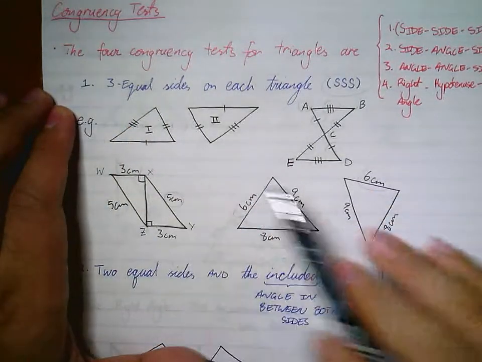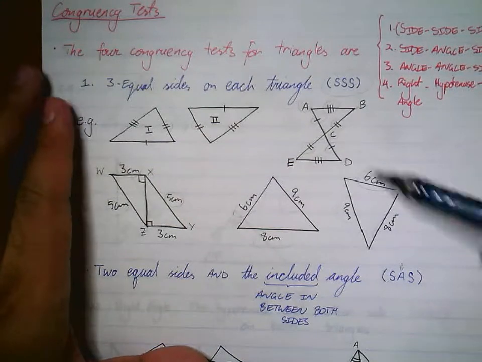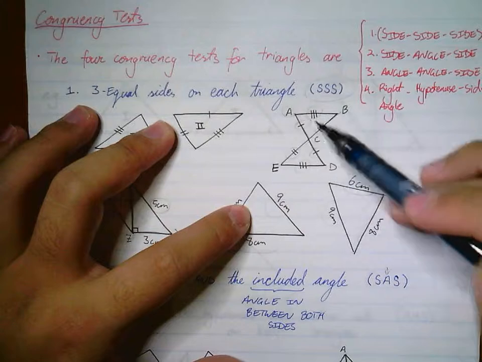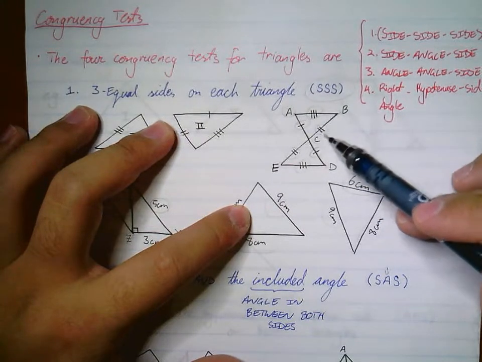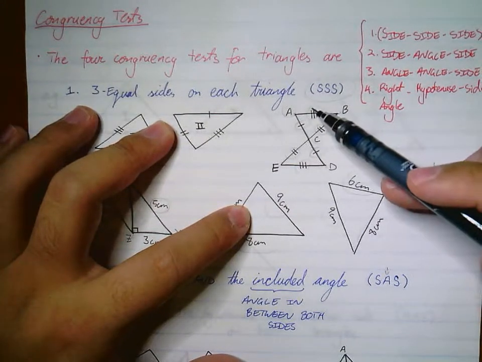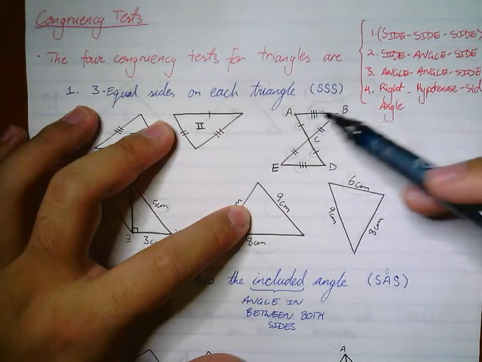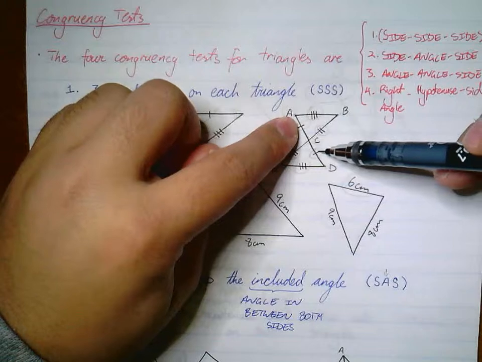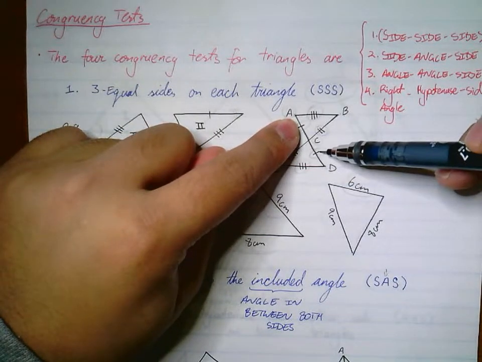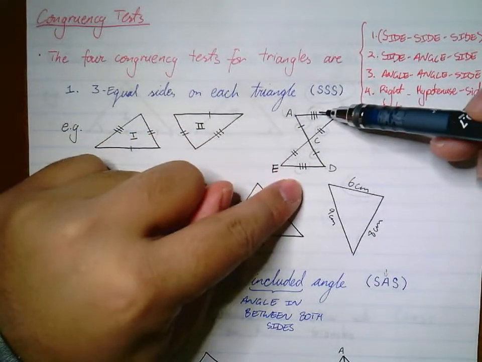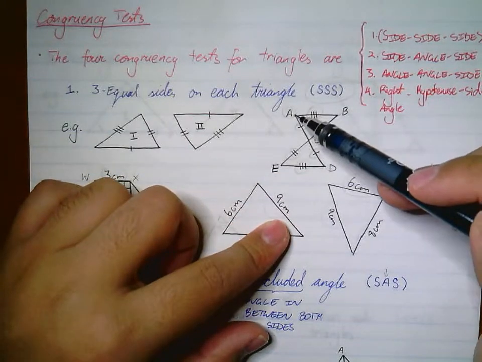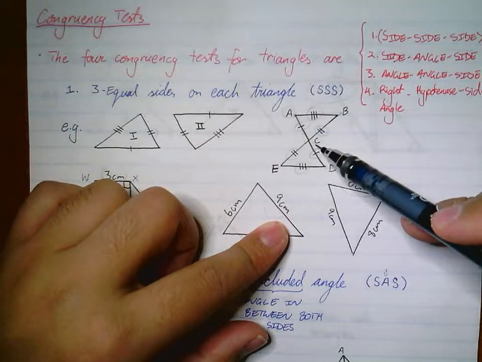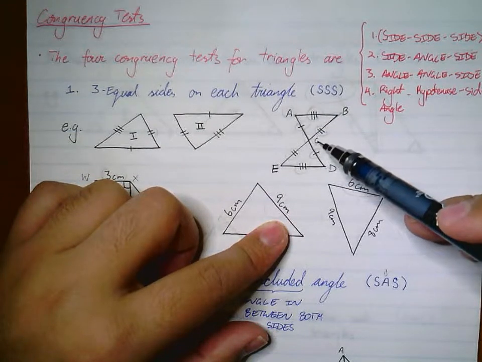And these examples here also show this same principle. Let's take a look. We have one pair here, we have another pair there, and we have a third pair there. So since we have three pairs of equal sides, 1, 2, and 3, it tells us that triangle ABC is congruent to triangle CDE.